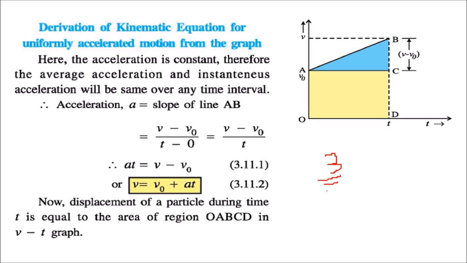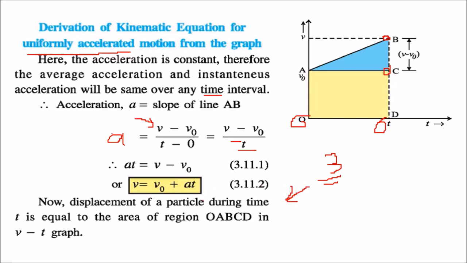In this case, because we are talking about uniformly accelerated motion, the acceleration is constant. So the average acceleration and the instantaneous acceleration over certain period of time will be same. So acceleration, this A is what? Slope in Vt, we have slope of line AB. So this is V and this is V0. So V minus V0, and this time is t minus 0. So V minus V0 by t, what is this? Acceleration. Just take A here and rearrange. You get V equal to V0 plus AT. This is a very important equation, first equation.